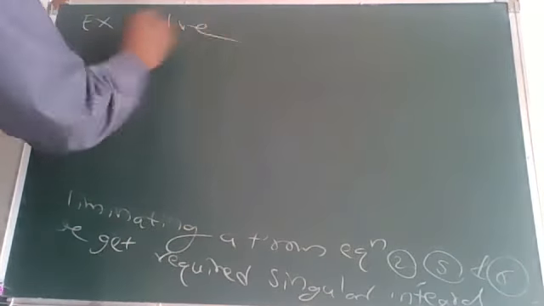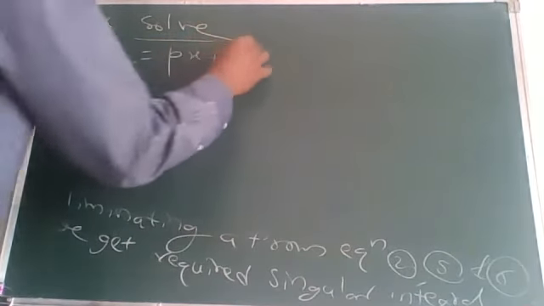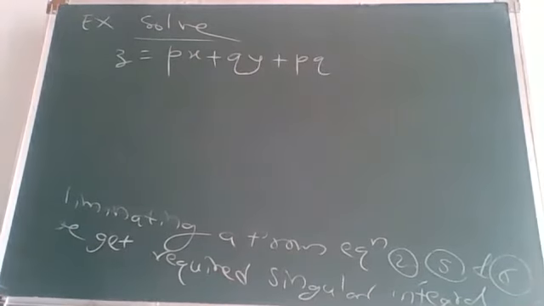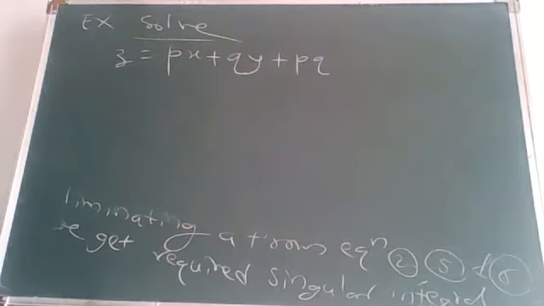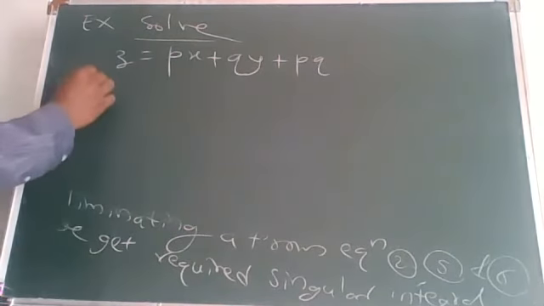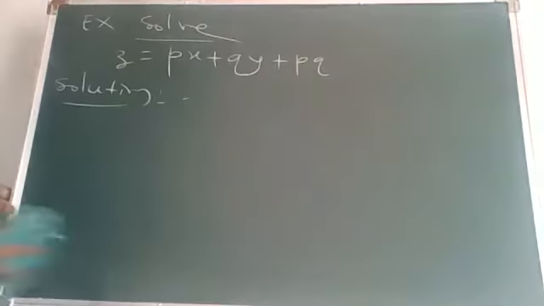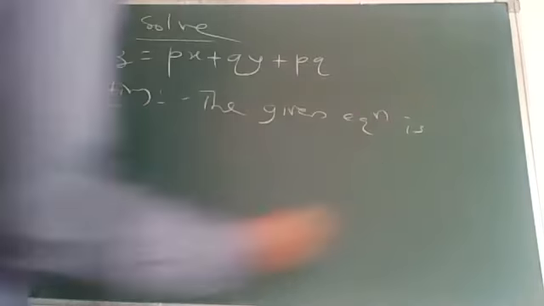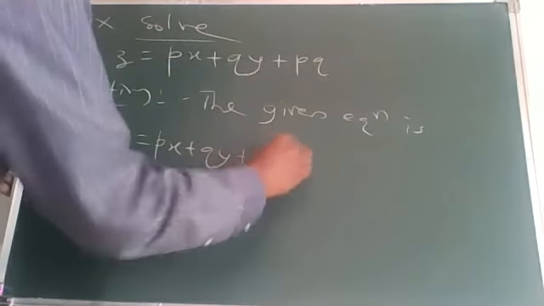Example: solve z is equal to px plus qy plus pq. Solution: the given equation is z equal to px plus qy plus pq, take it as equation 1.